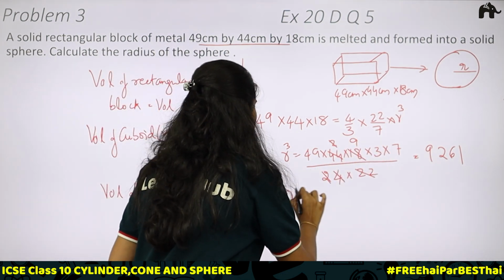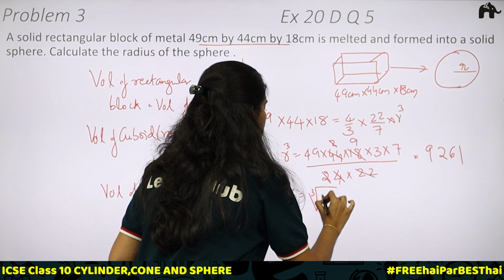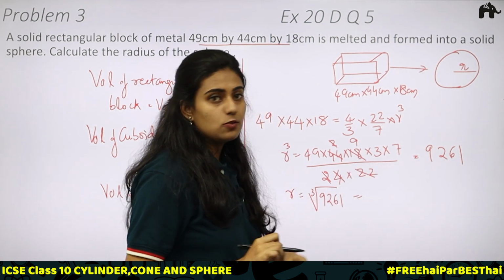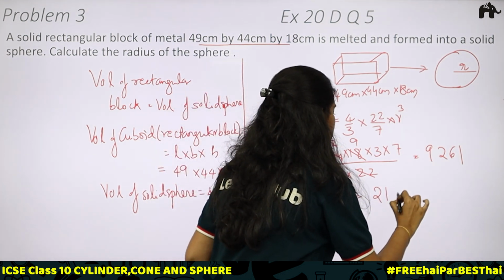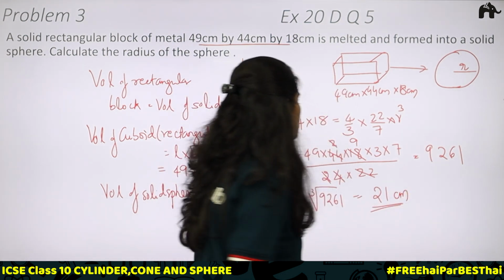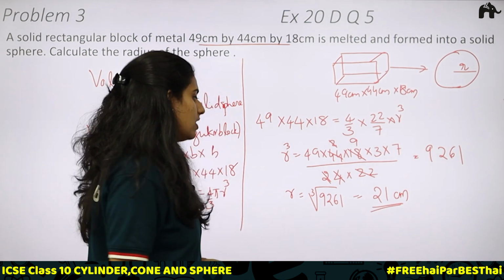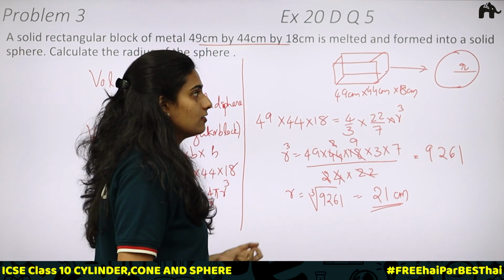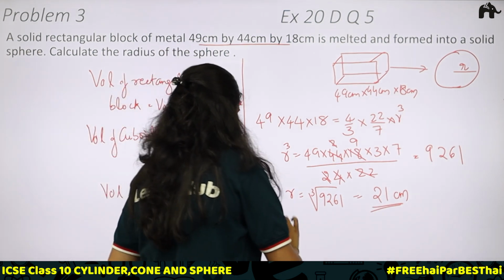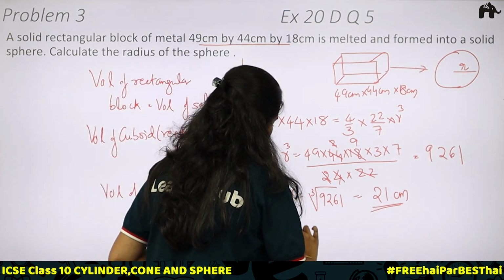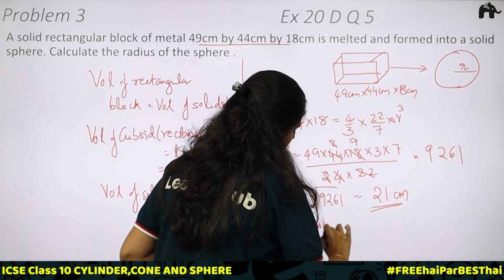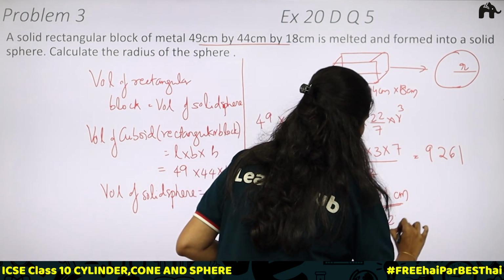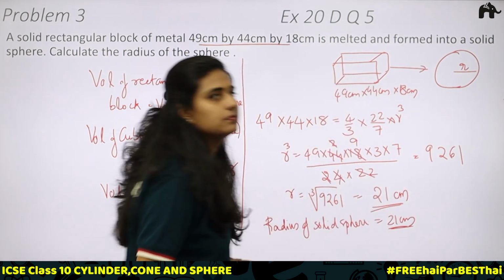We need r, which is the cube root of 9261. When you do the calculation, you will be getting 21 centimeter. Cube root of 9261 is equal to 21. 21 centimeter is the required radius of the solid sphere which is formed. Radius of solid sphere is equal to 21 centimeters.